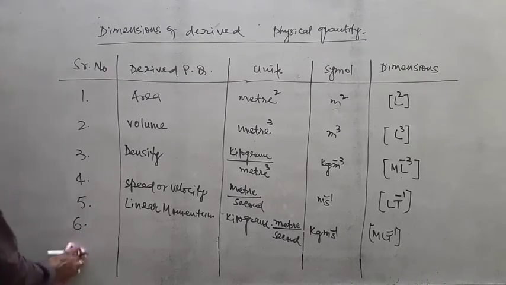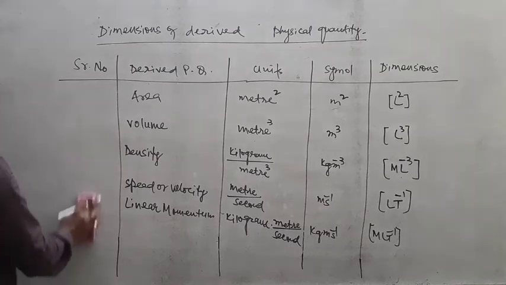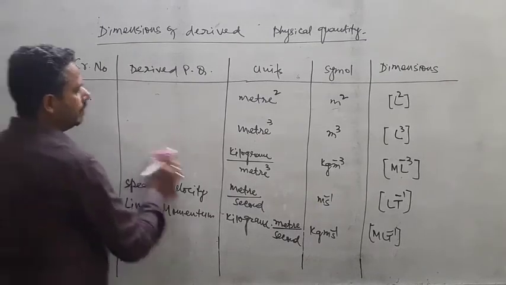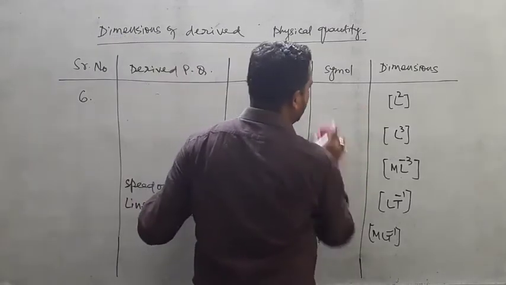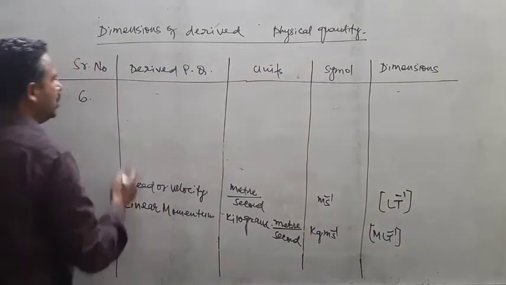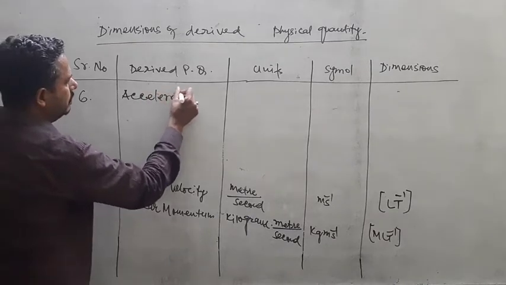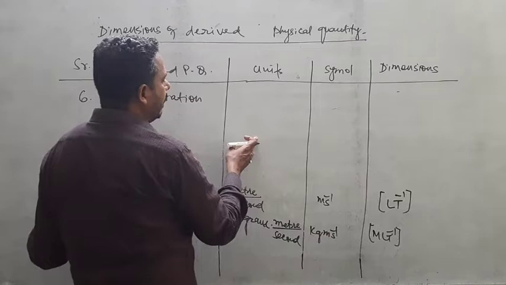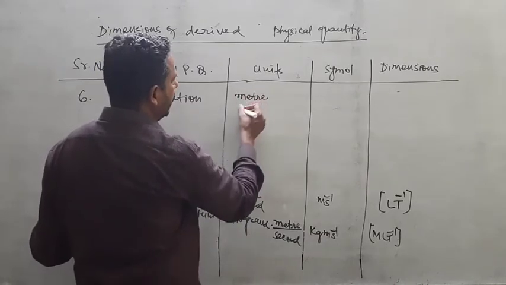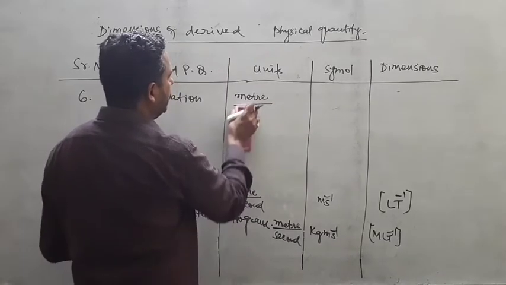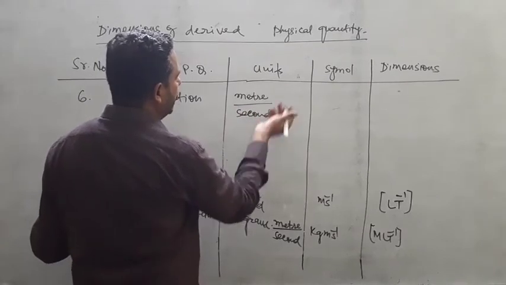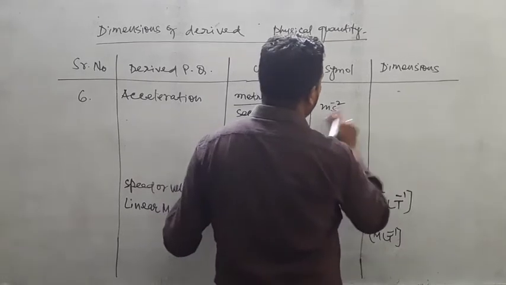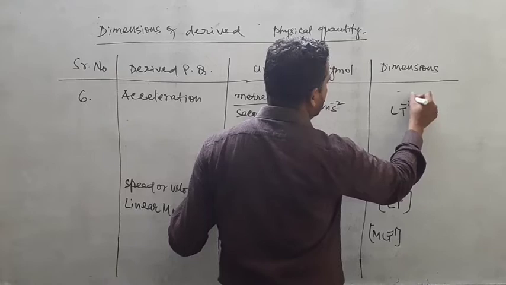Now the sixth one: if you want to find the dimension of acceleration. Acceleration is velocity by time, and velocity is displacement by time. For displacement there is meter, divided by time, which is second. So meter per second for velocity, and then again divided by time, so the square of second. Its symbol is meter per square second, and its dimension is L for meter and T to the power minus 2 for time. So it is LT^-2.